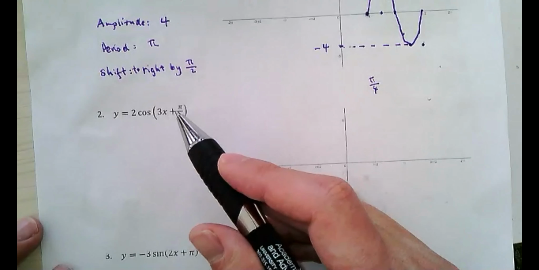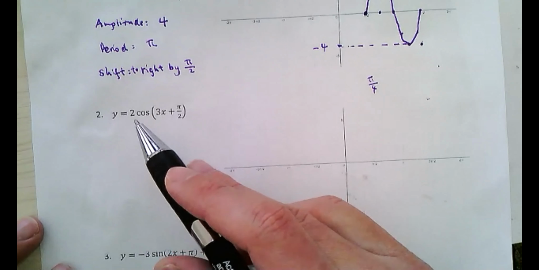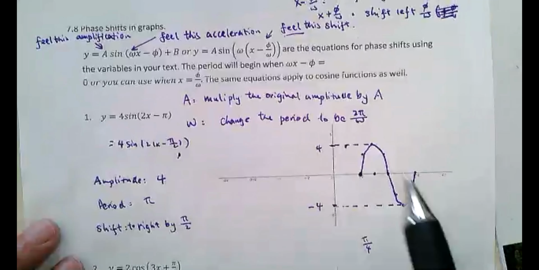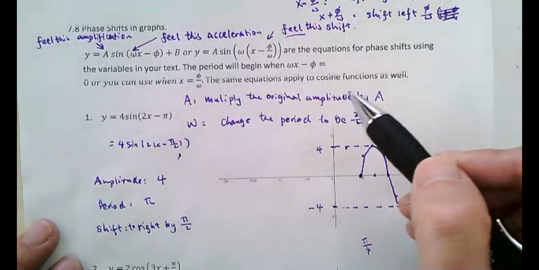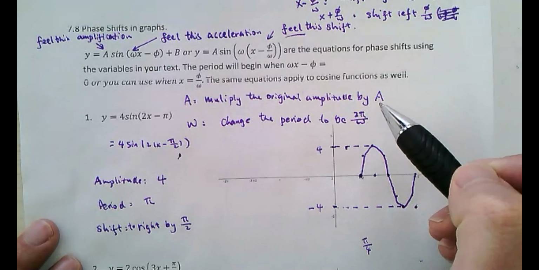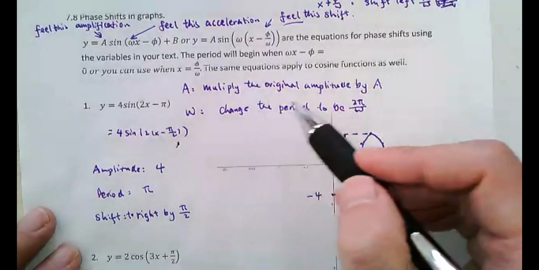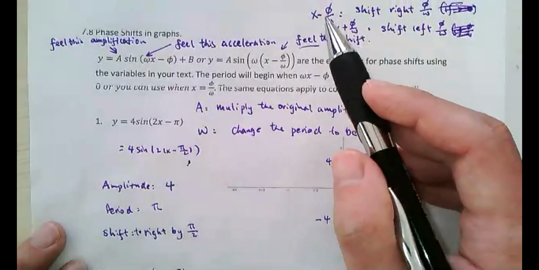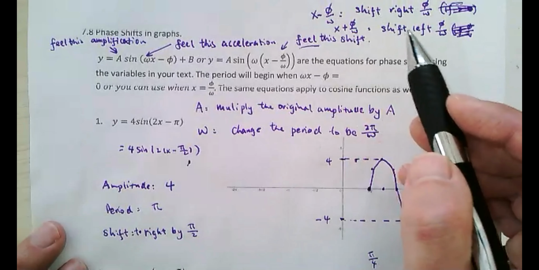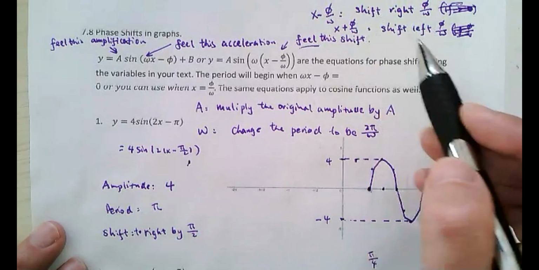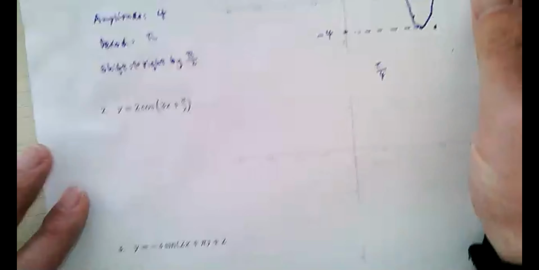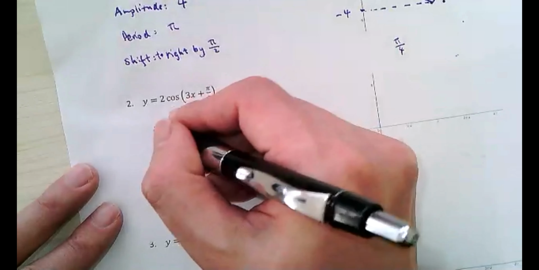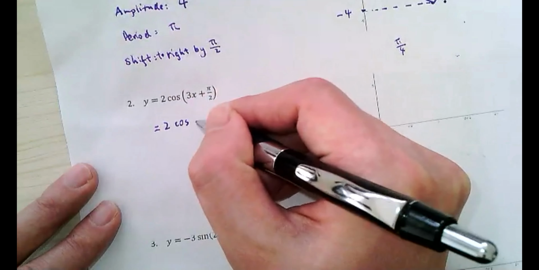This is very similar to what we did. Instead, we just have cosine. The same principle applies. Number one, multiply the original magnitude by the amplitude a. Number two, change the period to be 2 pi over omega. Number three, shifting right or left depends on whether you have minus or plus. Cosine x does not bother us. We treat it the same as sine x.